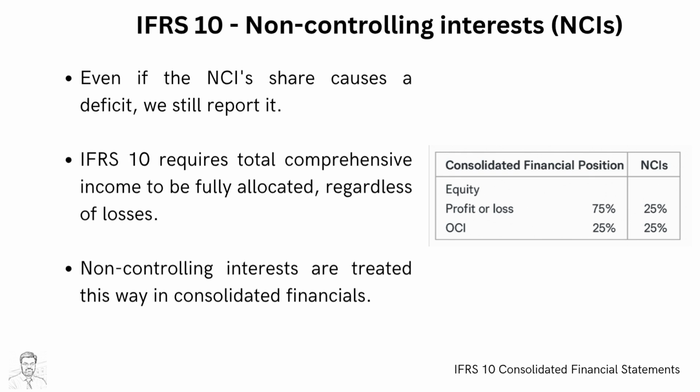But here's the interesting part. Even if the NCI's share causes them to go into a deficit, yeah, like a negative balance, we still show it. Apparently, IFRS 10 wants total comprehensive income to be fully allocated, no matter what. So yeah, even if the NCI's piece is a loss, we still report it under their name. That's how we treat non-controlling interests in consolidated financials.